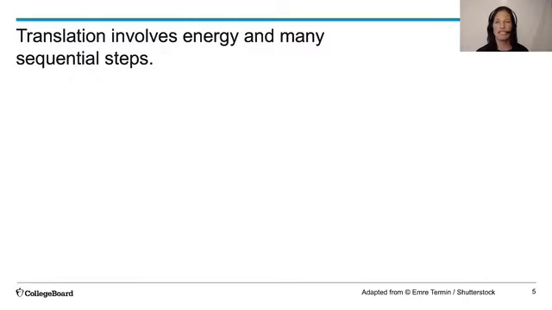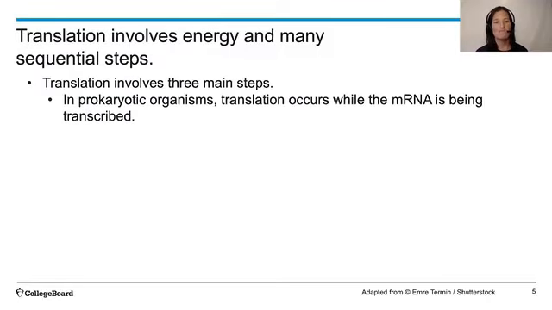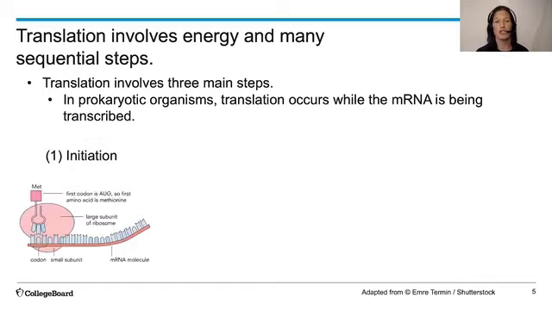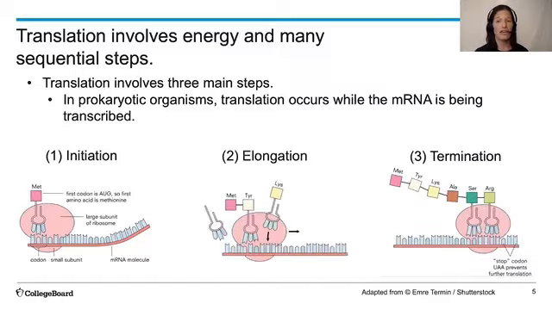So there are many steps here. We're going to talk initially about them in this video, and then we'll go into more detail in the next video. But we have three main steps of the translation process. In prokaryotic organisms, a little bit different: translation is going to occur while mRNA is being transcribed. So our three main steps are initiation, elongation, and termination. Initiation is where we start the process. Elongation is where that polypeptide is going to grow. It's going to get longer. And then termination, where we stop the process.